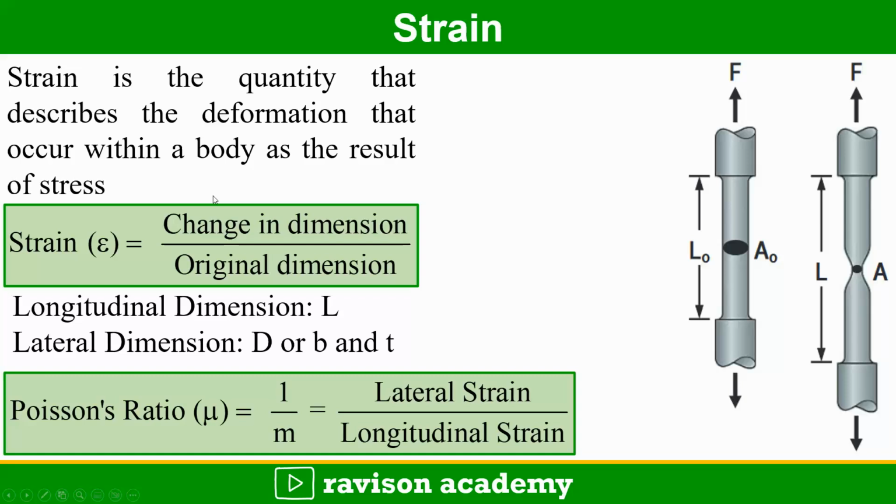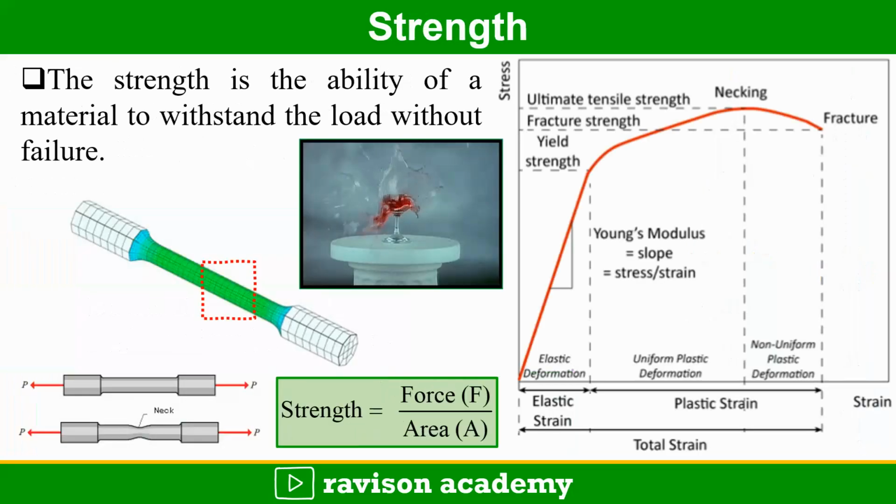Strain. Strain is the quantity that describes the deformation that occurs within a body as a result of stress. We can describe the strain epsilon as change in dimension by original dimension. The longitudinal dimension we can take as length. The lateral dimension can be taken as diameter for a cylindrical specimen, and breadth and thickness for a rectangular specimen. So here we can describe the Poisson's ratio, mu is equal to 1 by m, that is the ratio of lateral strain to the longitudinal strain.